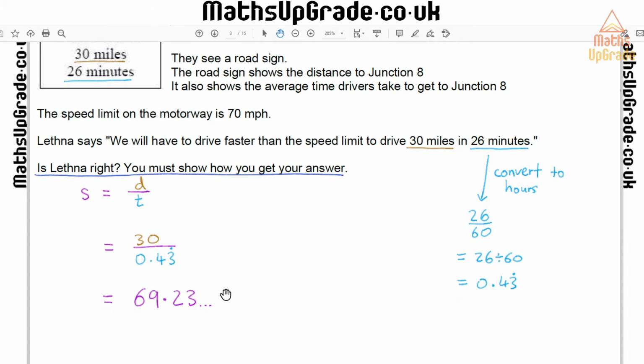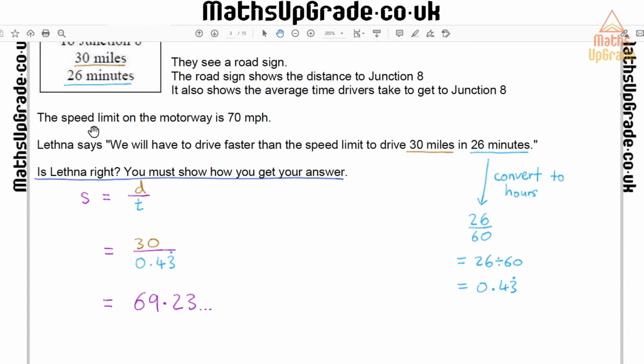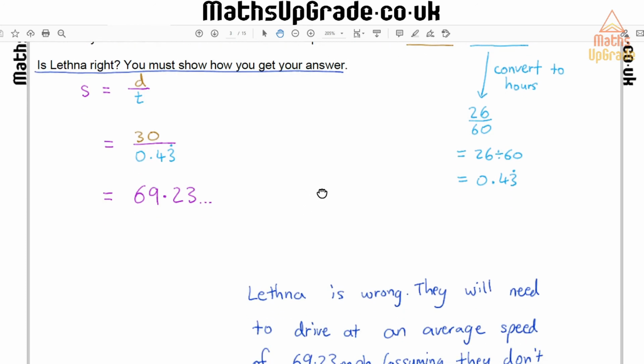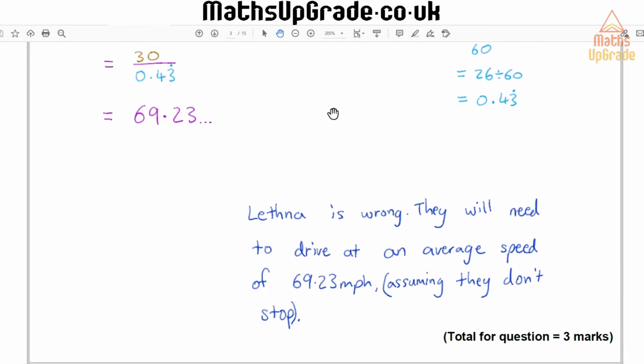miles per hour. Okay, so the speed limit was 70 miles per hour. 69.23 is obviously less than the speed limit. So assuming they don't stop, they will not break the speed limit. So the whole question there is worth 3 marks.